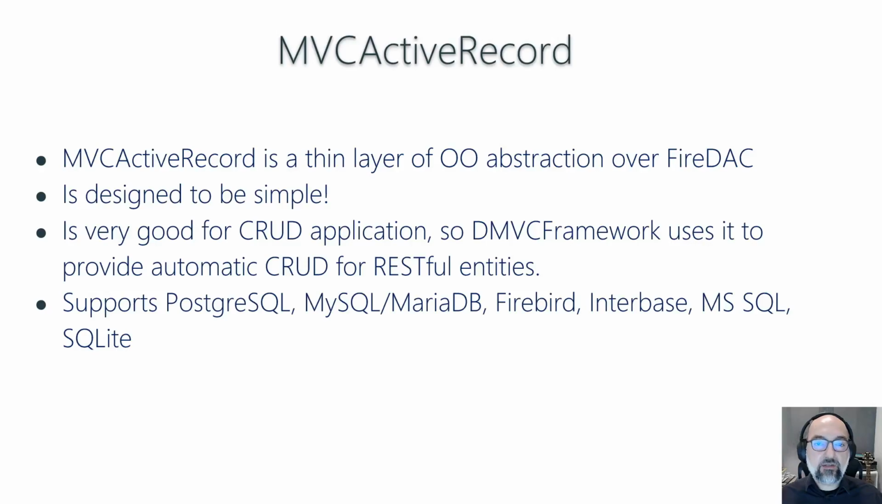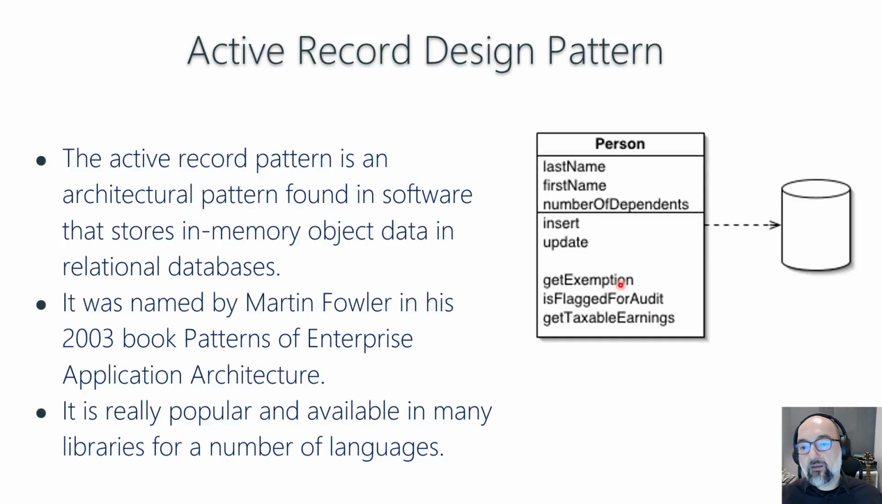This design pattern, as we see here, maps a number of fields of a table or a view to class attributes. So if you have the field last name, you can have in the Person class an attribute named last name, or first name, a number of dependents, and so on. Added to this data, you also have methods to cope with the CRUD of these entities.